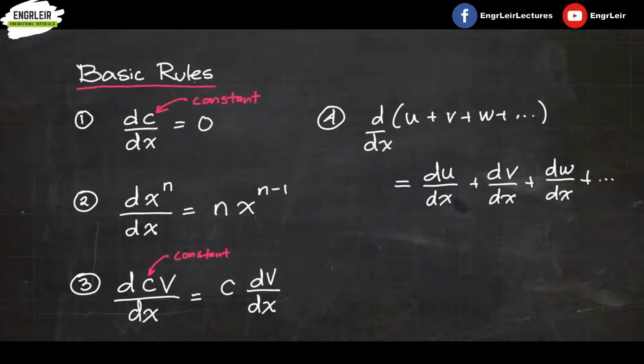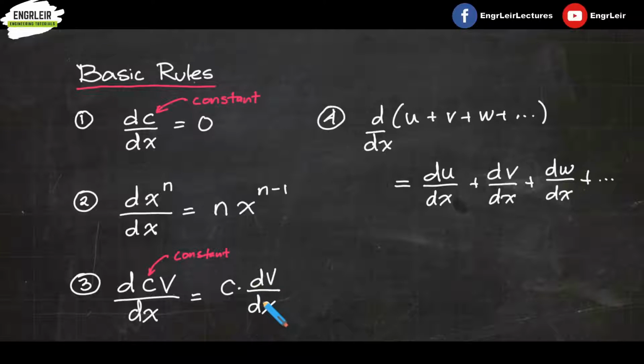So, ilista natin yung basic rules na yon. Derivative of a constant is 0. Pinakita kanina. The derivative of x raised to n, in this case yung coefficient na a ko is 1, would be n times x raised to n minus 1. And the derivative of a function with a constant multiplier, pwede mong ilabas ng derivative yung constant multiplier na yon. So the derivative of cv, where c is a constant, is c times the derivative of the function v, dv over dx.